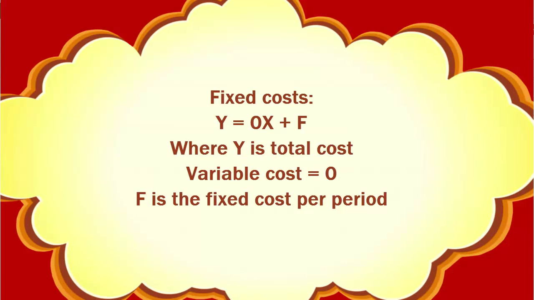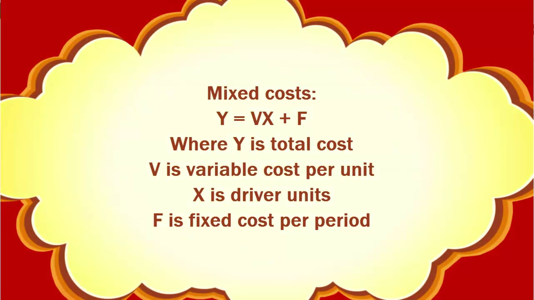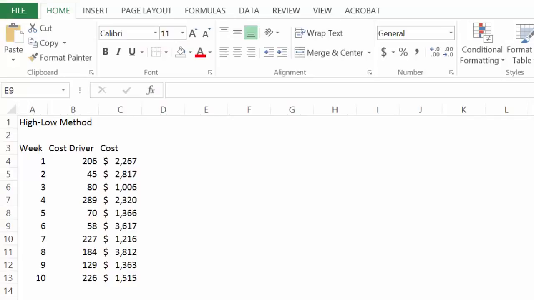Fixed costs are easy to predict because they don't change with volume, but mixed costs are more difficult to predict. In order to predict mixed costs, we want to break it into a fixed and variable component. We're going to start by using the high-low method, which is a very easy method to do on the back of an envelope while you're sitting at a restaurant discussing a business idea and you don't have a computer readily available.